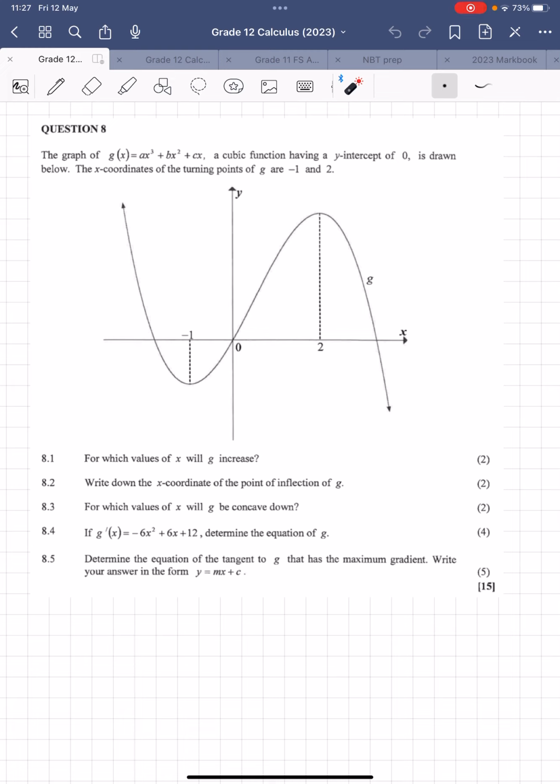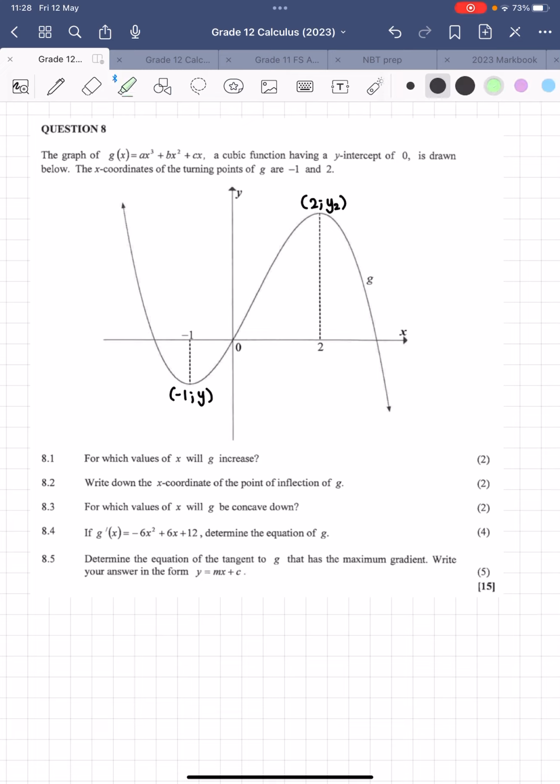The x-coordinates of the turning points of g are -1, it's indicated here, and 2, which is indicated there. So they have given us the x coordinates, but not the y coordinates. So I'm actually just going to fill that in. We have -1 and y, and here we will have 2 and let's call this y2. Now in 8.1, they are asking us to answer the question, for which values of x will g increase?